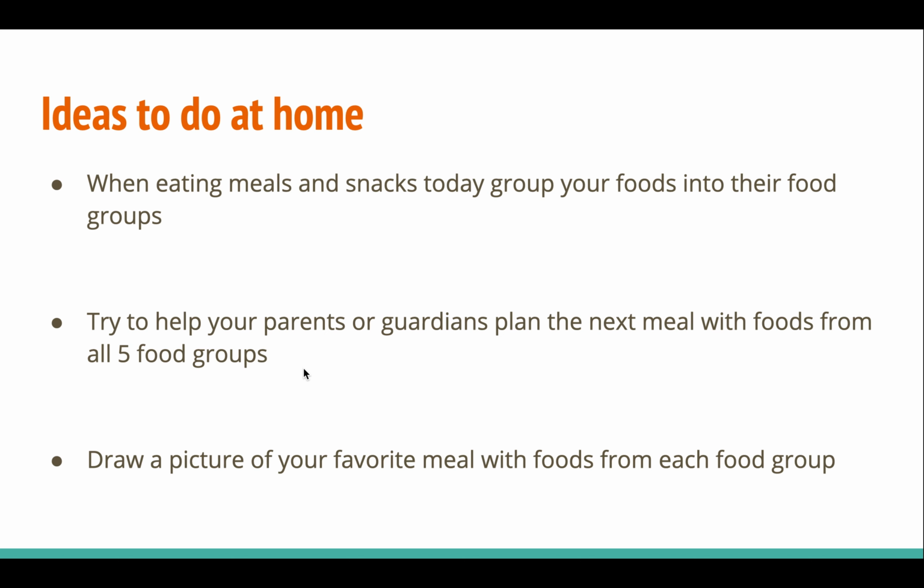Another one, try to help your parents or guardian plan the next meal with foods from all 5 food groups. This isn't always possible, but do your best and try and think creatively together about how you could get as much representation from all the food groups as you can at your next meal.